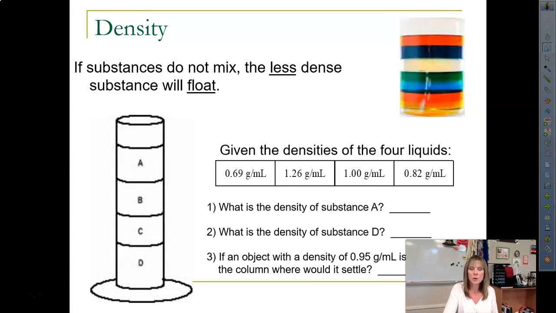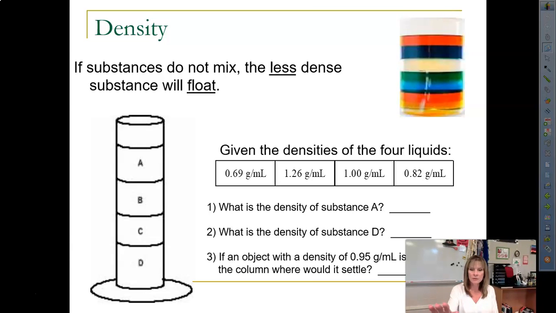So if substances don't mix, the least dense substance would float on top. So here we have a density column on the slide to the right, and we've given you densities of 4 different liquids. So given those 4 densities, what do you think the density of substance A would be? Well, substance A would be whatever's on top, so that would be something that's the least dense. So which one of those is the least dense? Right, 0.69 grams per milliliter is the least dense.